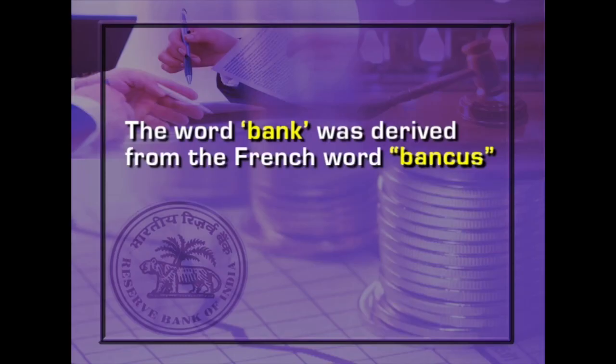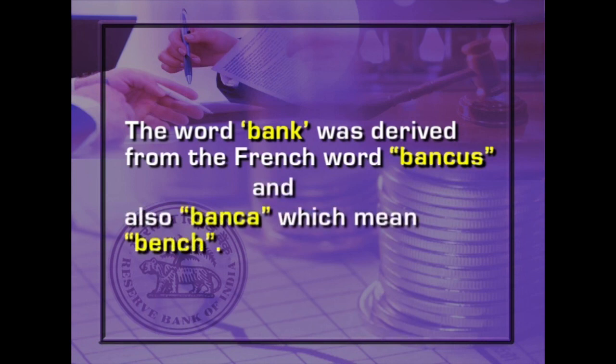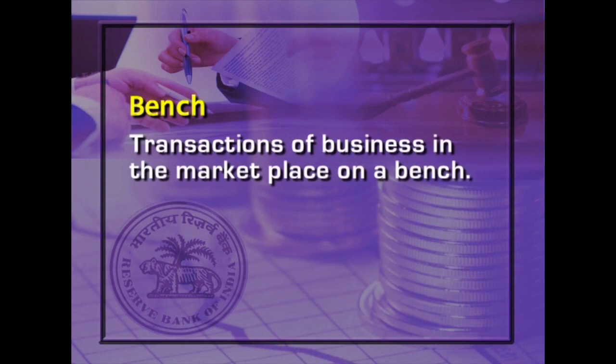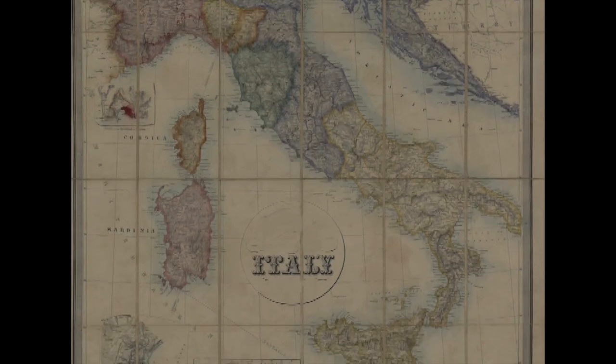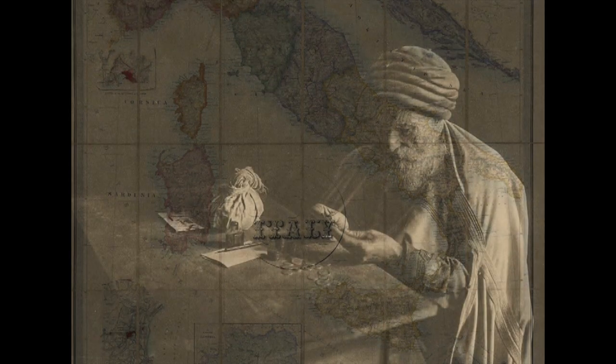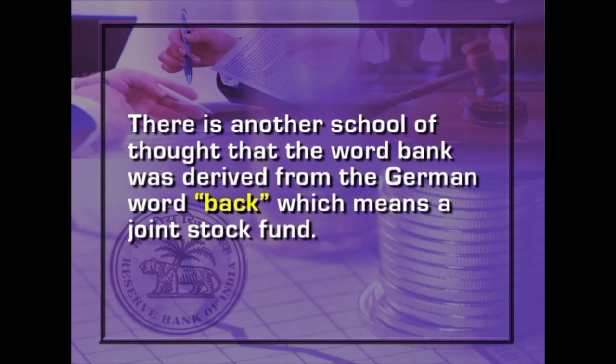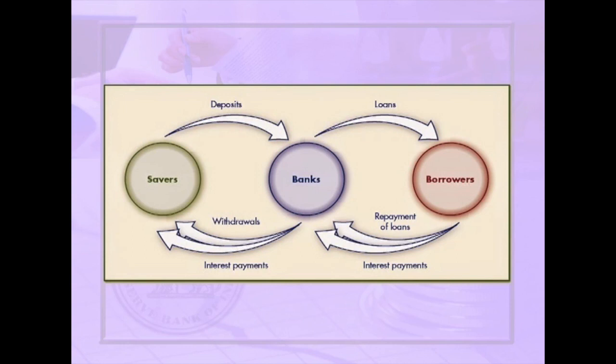The word bank was derived from the French word banquus and also banca, which mean bench. Bench means transactions of business in the marketplace on a bench. This was taken as a practice in Italy by Jewish money changers. There is another school of thought that the word bank was derived from the German word Back, which means a joint stock fund. Banking operations revolved around the activities of depositing money and valuables and borrowing loans on interest.